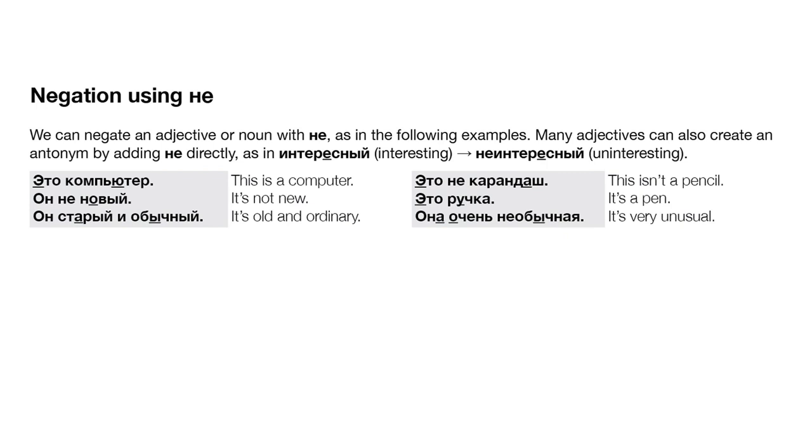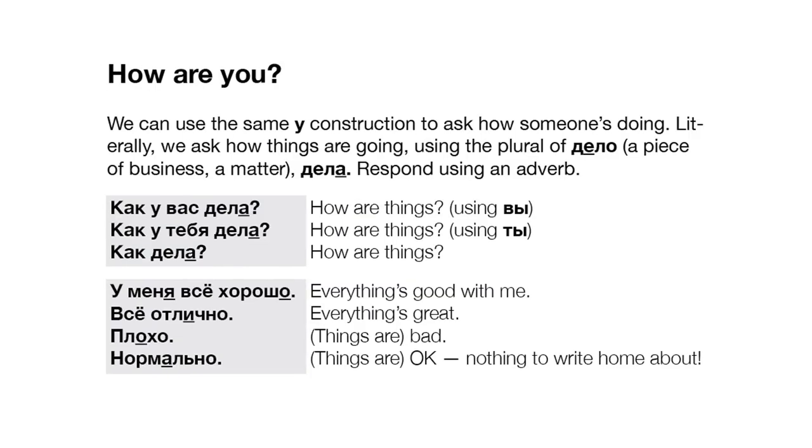Okay, last thing today quickly is just looking at asking how people are doing. So we're going to practice this more very soon. The way we do that in Russian is to say, how at you things? You know, how are your things going? How is your business going? How are things going? Как у вас дела? Как у вас дела? That's the вы, that's the polite version. The ты version, the informal version, would be как у тебя дела? So if you see a friend, you would say, how at you things? Как у тебя дела? Or even more simply, как дела? Как дела? How things?